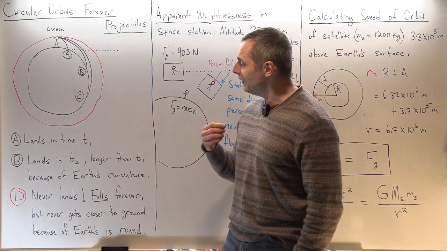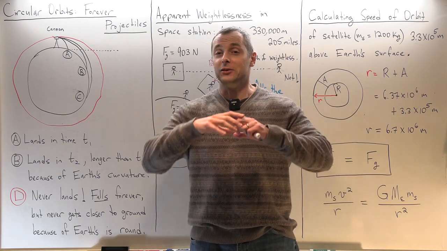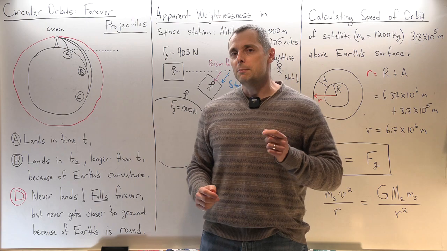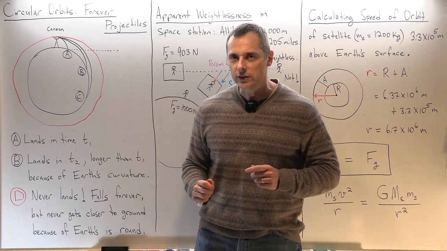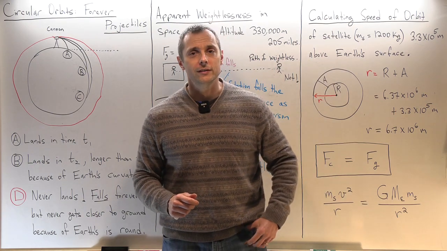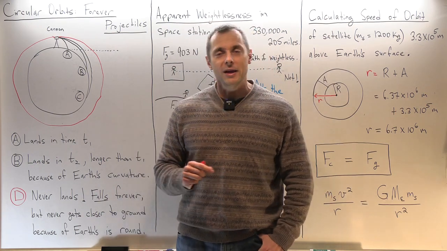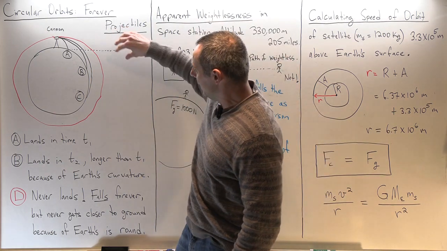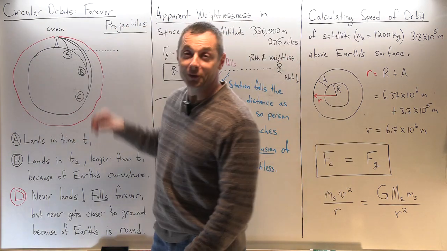Okay, so that's the fascinating thing that can happen because the Earth is round. You can have things falling forever. A lot of people look up at the moon and they say, hey, you're a physics teacher. What keeps the moon up? How come it doesn't fall and crash into the Earth? Nothing keeps it up. It's falling, falling, falling forever. But it never gets close to the Earth because the Earth is round, right?